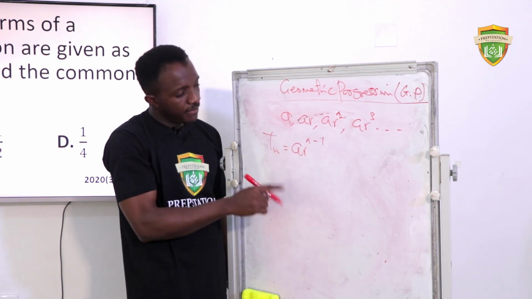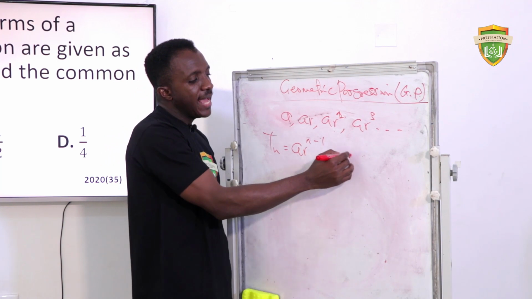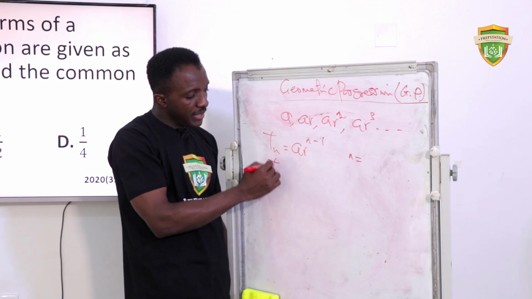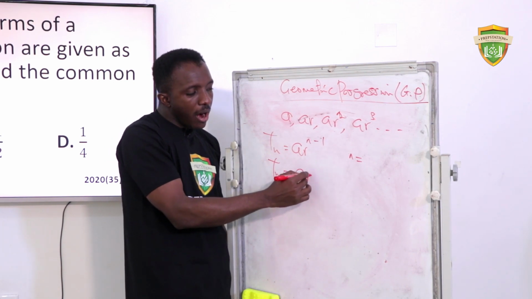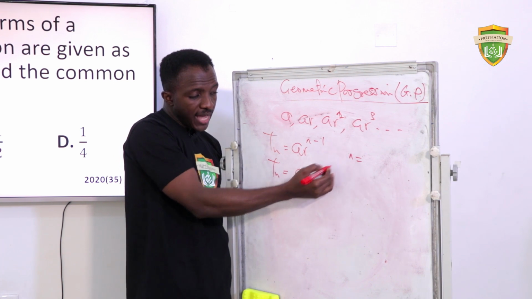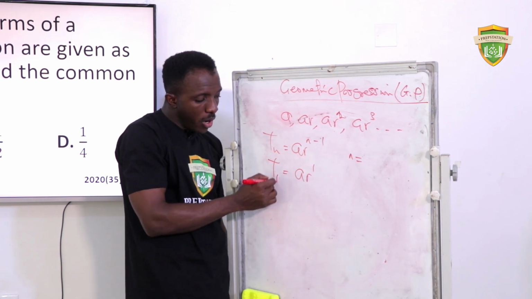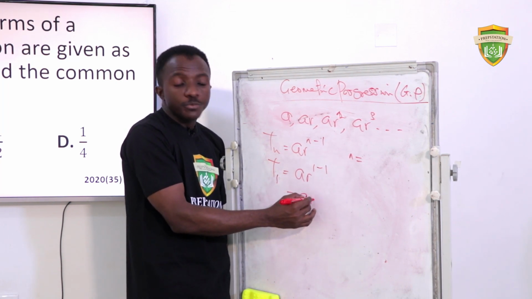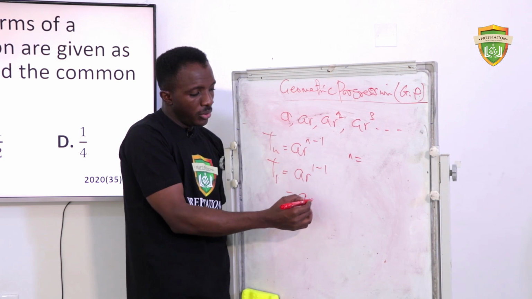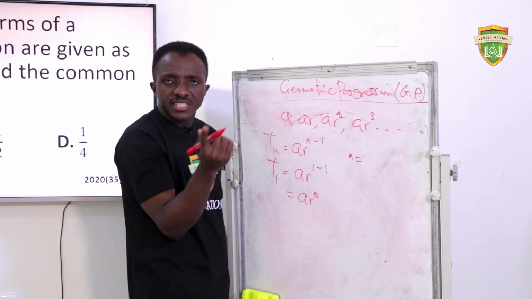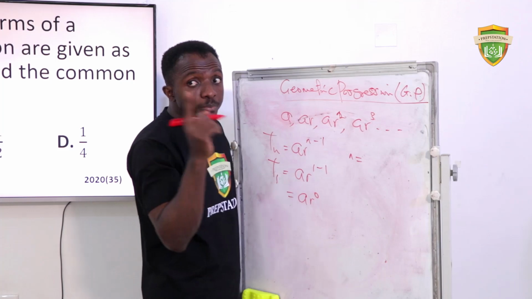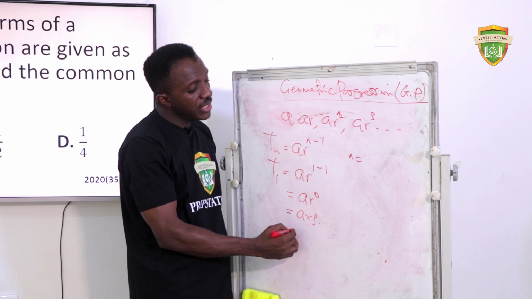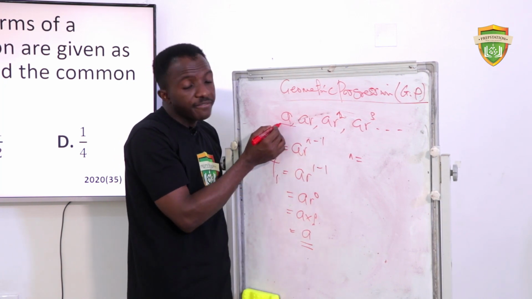Now let me quickly explain that. n stands for the number of the term. Which term are you looking for? If I'm looking for the first term, n is going to be 1. So T1 will be AR raised to power 1 minus 1, which is AR raised to power 0. One of the laws of indices which I didn't quote is that anything raised to the power of 0 is 1. So this will give me A times 1, which is A. Can you see? My first term is A.